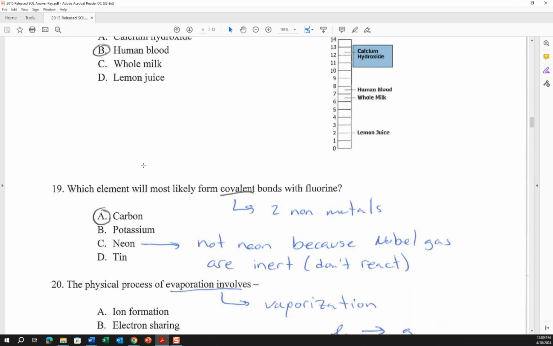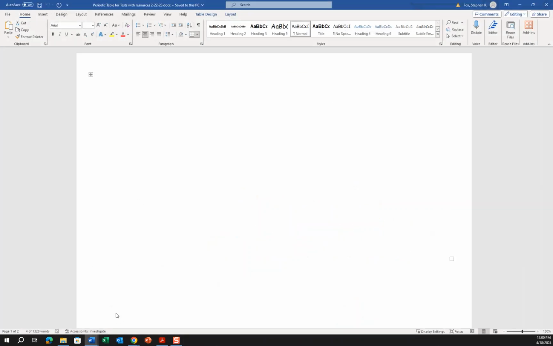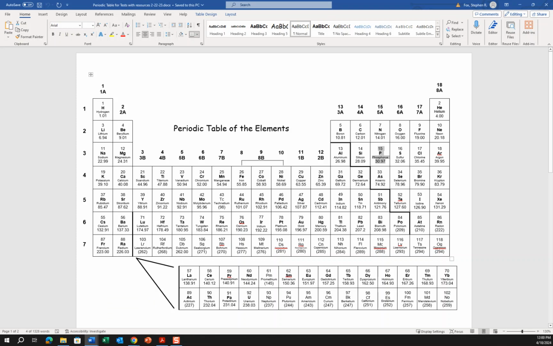Okay. Which element will most likely form covalent bonds with fluorine? Okay, so remember, covalent means nonmetals reacting with nonmetals. So just look for another nonmetal. So we go to our periodic table. Okay, there we go. And notice what we have. So potassium is here. That's a metal.